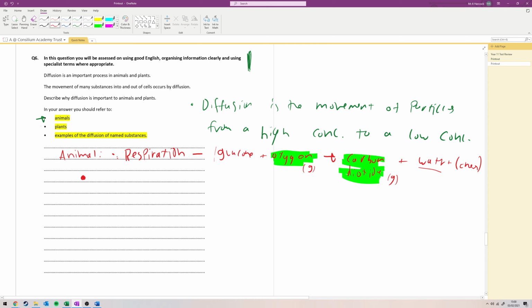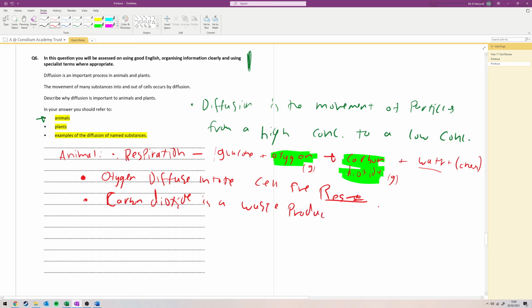Let's add to this. Let's get my marks. Let's pump those numbers up. Well, I need to say that oxygen has to diffuse into the cell for respiration. I'm not going to write the whole word because it's going to be ages. And I need to say that carbon dioxide is a waste product. And then I'm going to write it diffuses out of cell.